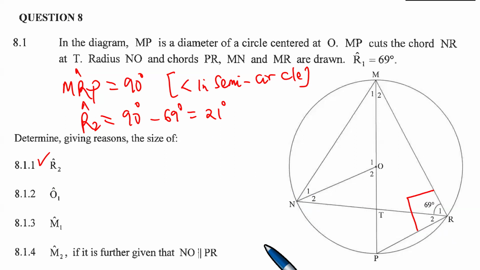The angle O1. That's what we're trying next. I'll say O1 is 138 degrees. Why? It is 2 times the angle at the circumference. Good, good, good.